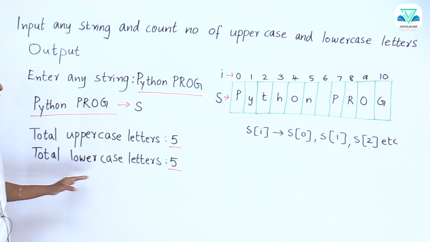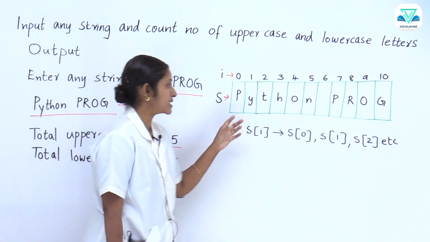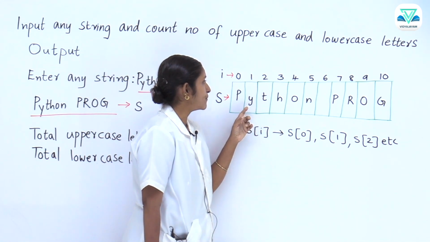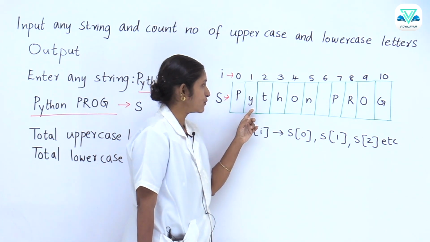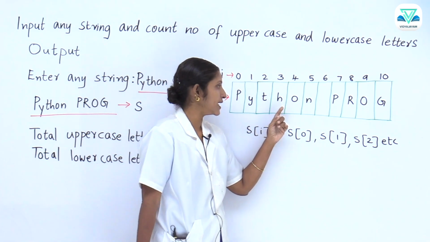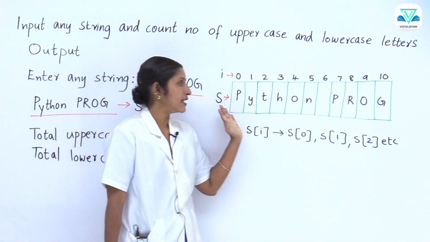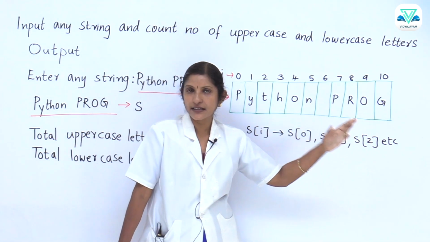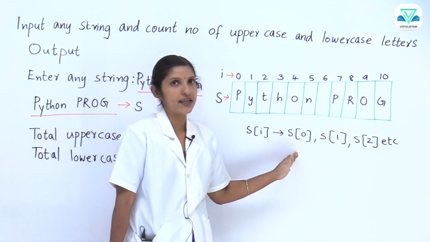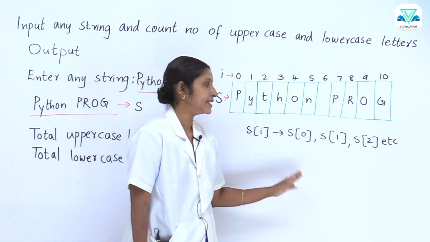Same as that, when we consider total lowercase letters, we can see here s[0] is capital, then s[1], s[2], s[3], s[4], and s[5]. These 5 letters are in small letters. The other letters are all capital letters or lowercase also. We are having 5 lowercase letters.